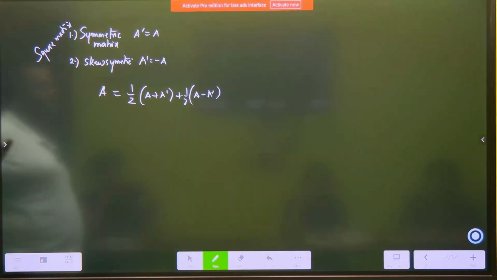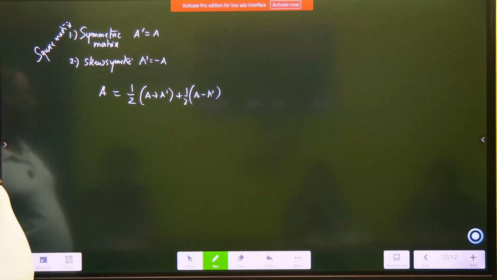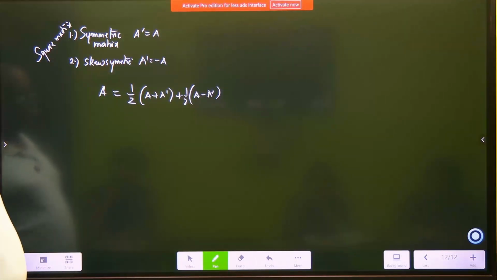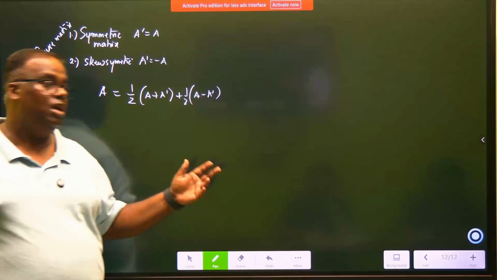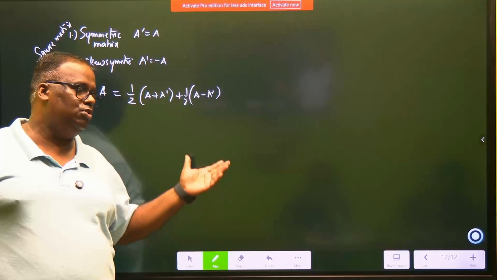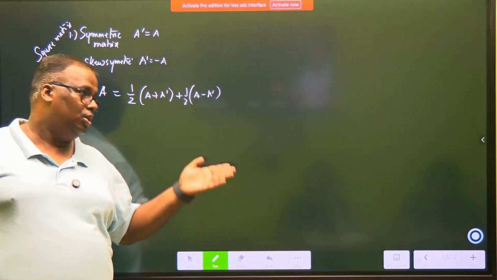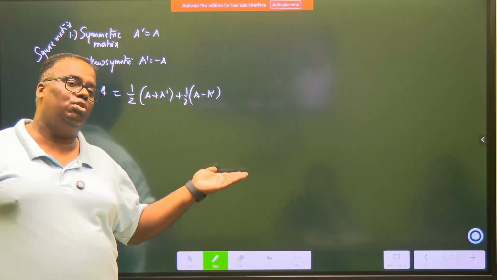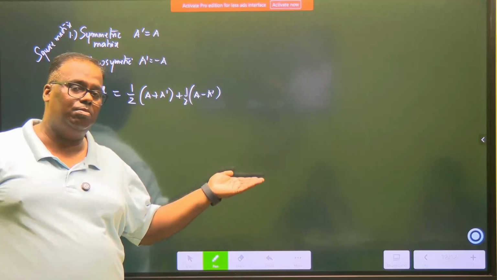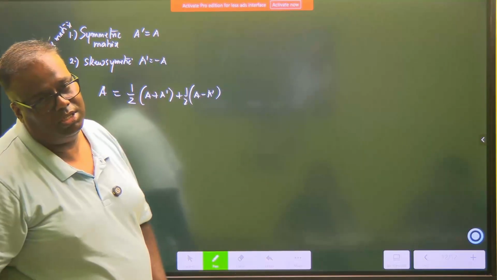And then what did you learn? You also learned the 6 elementary transformations. What was the first one? Interchange of any 2 rows or any 2 columns. What was the second one? The multiplication of the elements of a row or column by a non-zero entity. What was the third one? To the elements of a row or a column, add the corresponding elements of any other row or column multiplied by a non-zero entity.